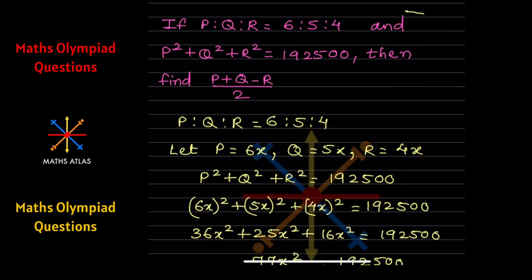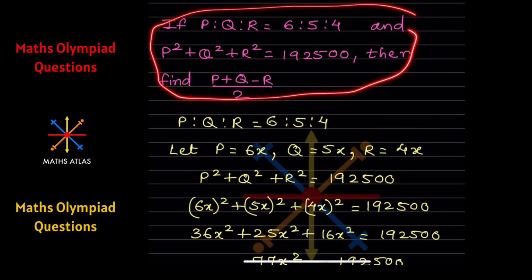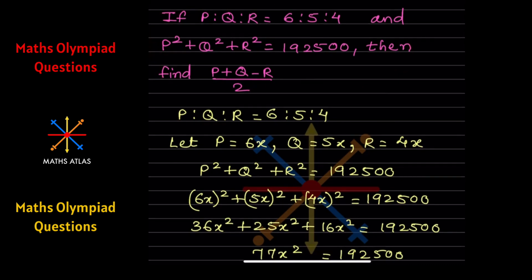So this is the question given over here. So let us solve this one. So what is given here? P is to Q is to R is equal to 6 is to 5 is to 4. So let us write the same thing over here. Now let us consider P as this, Q as this, and R as this one. So let us consider P as 6x, Q as 5x and R as 4x. So 6, 5 and 4.